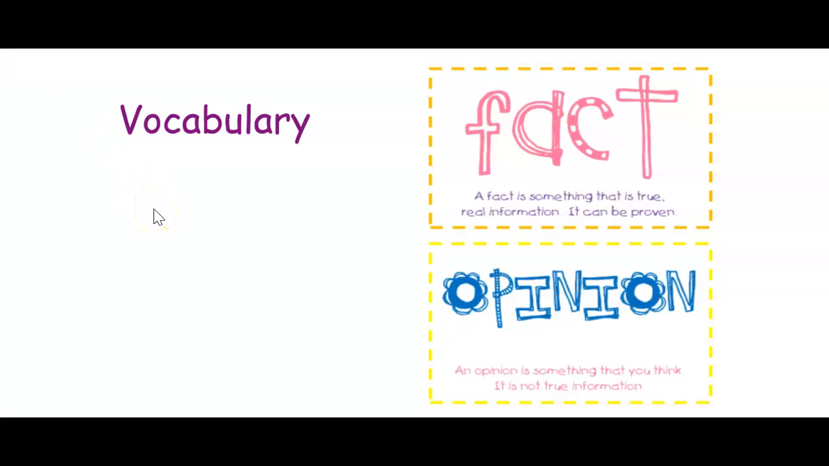Boys and girls, remember our vocabulary word is fact, and a fact is something that is true. It's real information, and it can be proven. For example, if I say that dog has 4 legs, you can look at the dog and count its legs to see if what I said can be proven.